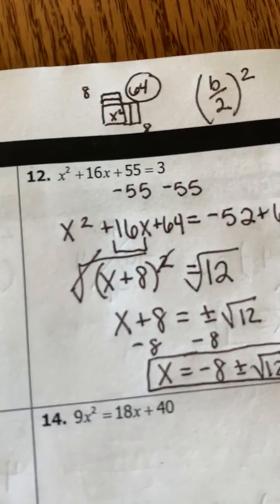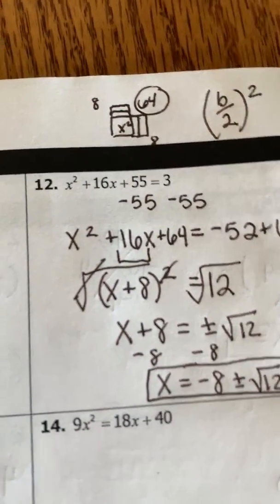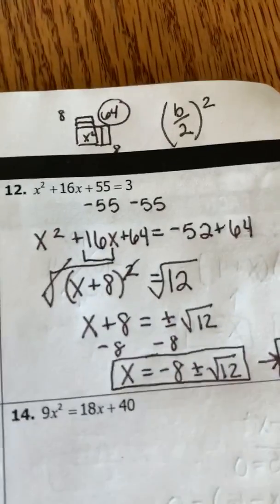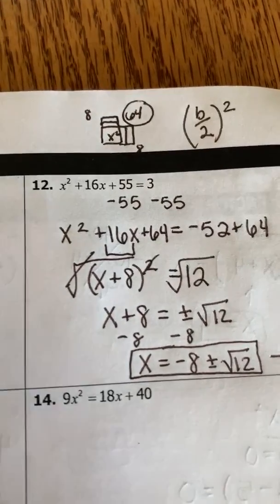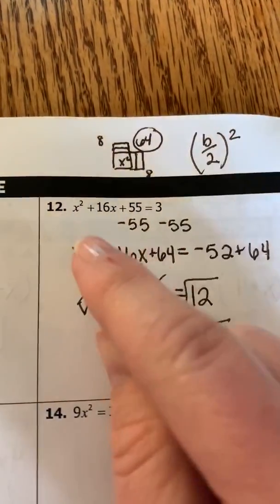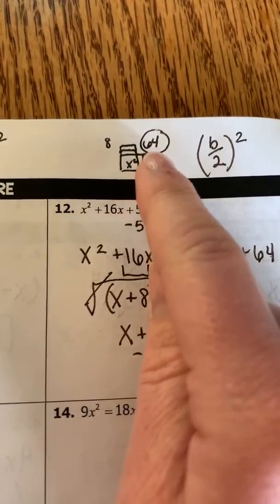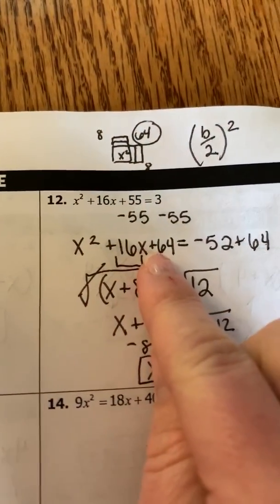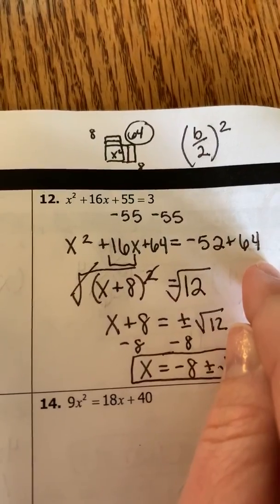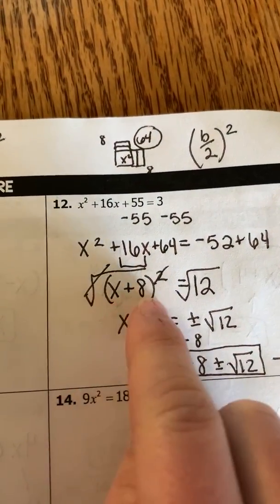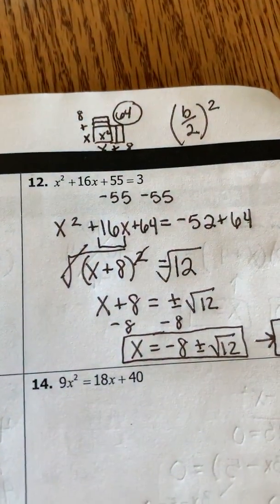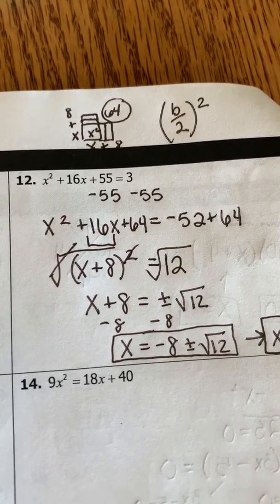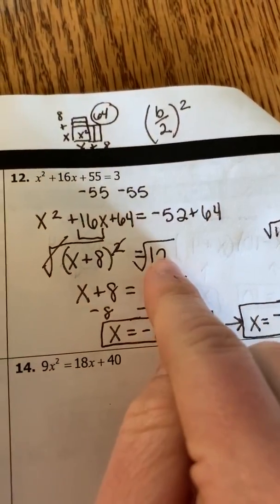Okay. So let's just recap what we did with this problem. The first thing we did is we subtracted 55 from both sides. The second thing we did is we found the number that would complete the square, and that's b divided by 2 squared. 16 divided by 2 is 8. 8 times 8 is 64. So we added 64 to both sides of the equation. Now that makes a perfect square, x plus 8 squared. Negative 52 plus 64 is 12.